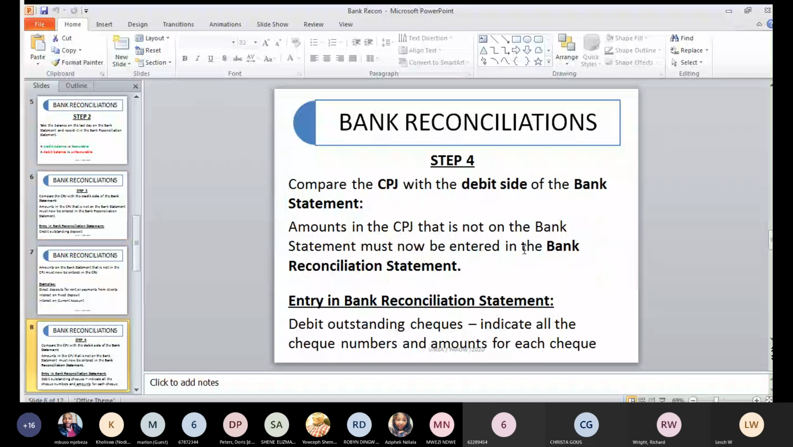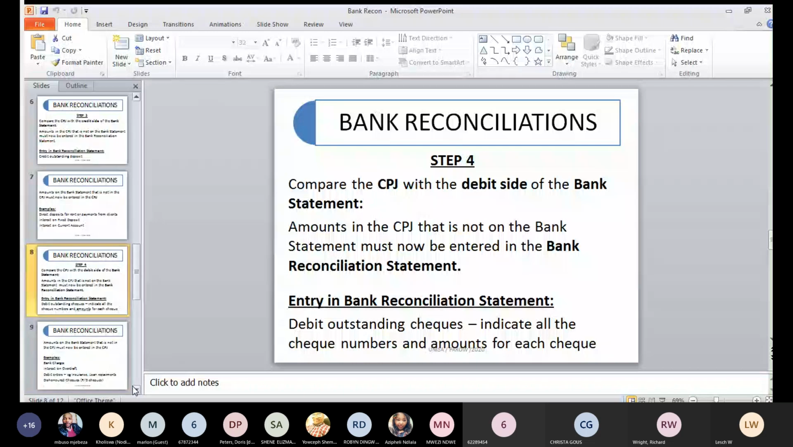So now we move on to step number 4. In step number 4, now you take a look at items that appear on the debit side of the bank statement, because you are now going to compare the debit side of the bank statement with our cash payments journal. If you come across any entries that are in the cash payments journal that are not yet on the bank statement, you record this now in your bank reconciliation statement.